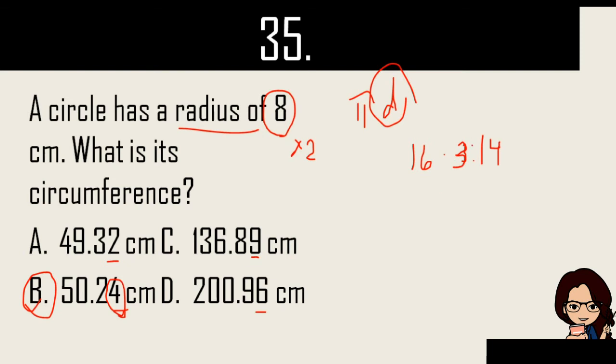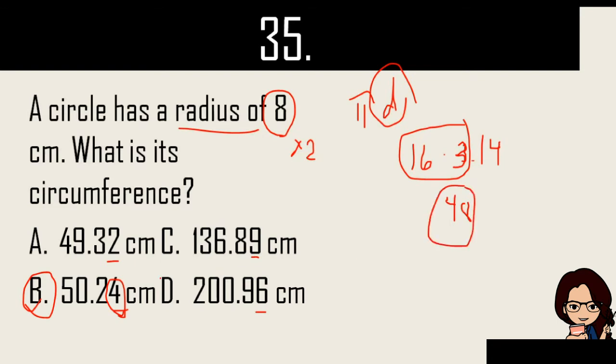Another thing that you could do, lalo na pag may decimal, is first look at the whole numbers. Huwag niyo muna pansin yung decimal. 16 times 3, that's around 40, di ba, 45 ang 15, so 48. Around 48 yun, yung sagot.